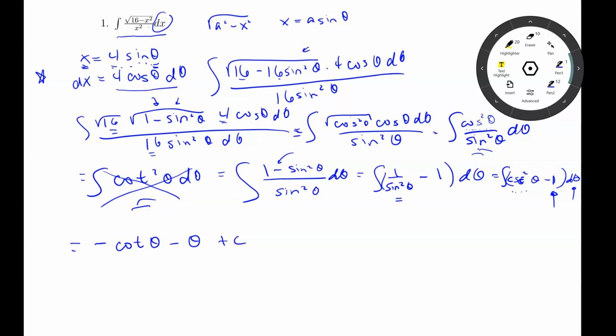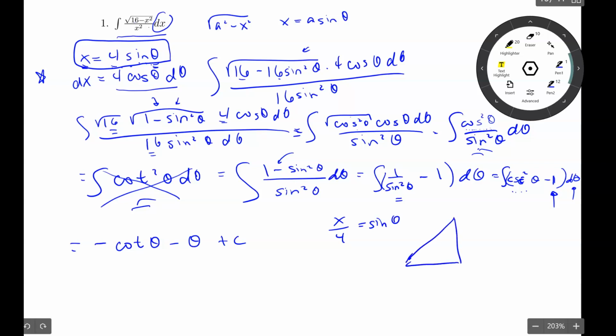All right, now I need to get back to x's. How do we get back to x's? It's all about the triangle from the first substitution. So this is my first substitution. I'm going to rewrite it as x over 4 is sine theta. Draw the triangle. There's theta. So opposite over hypotenuse. I need the other side here, so I'm going to use the Pythagorean theorem: 16 minus x squared, and this always should be an expression that was in your first integral. Look at that, little happy moment.